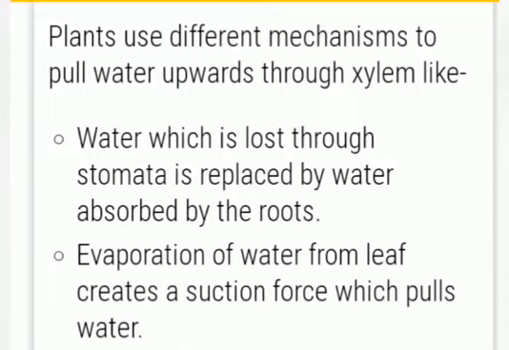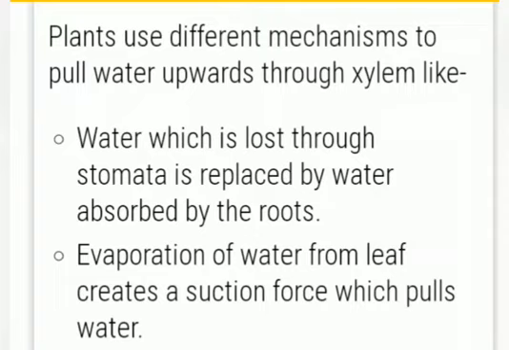It is similar to water being sucked through a straw when we drink a cold drink from a bottle. The pressure at the top of the xylem vessels is lowered, whereas the pressure at the bottom of the xylem vessel remains high. Due to this, water flows up through the xylem vessels into the leaves.